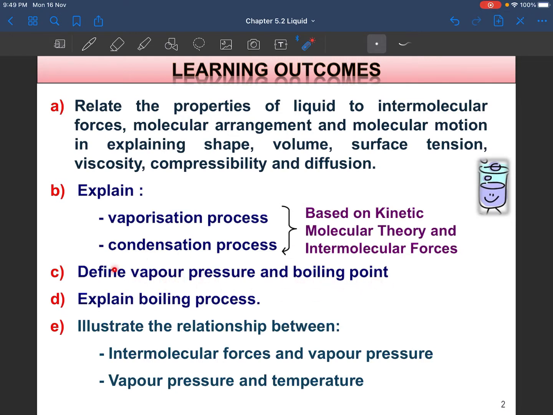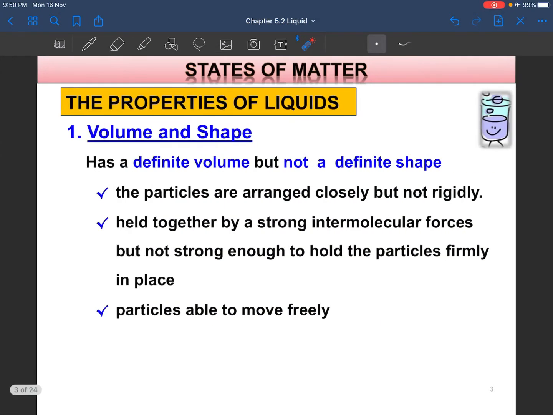Okay, dia ada kaitan dua benda ni. And then explain boiling process. Lepas tu illustrate the relationship between intermolecular forces and vapor pressure and temperature. Alright, so next one adalah kita tengok the first properties kita. Properties of liquid adalah volume and shape.